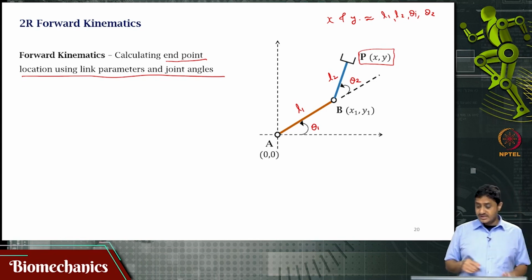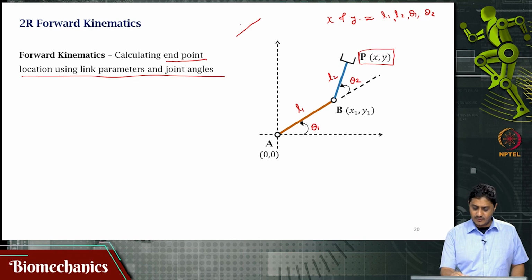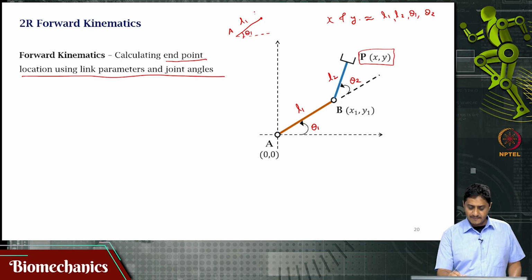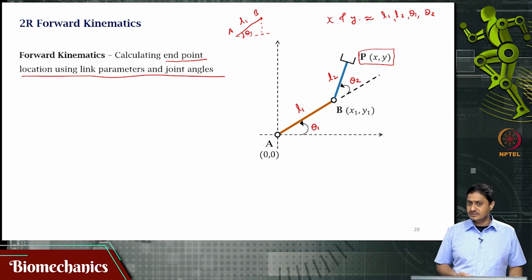Before we do, let us perform a simpler analysis of this case. Now, what am I going to do? I am going to take this same link length L1 and the same theta 1. A question is, can I find out the coordinate B in this? The answer is yes, I can find out the coordinate B using theta 1 and L1.